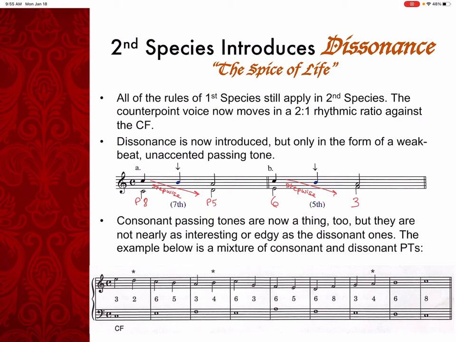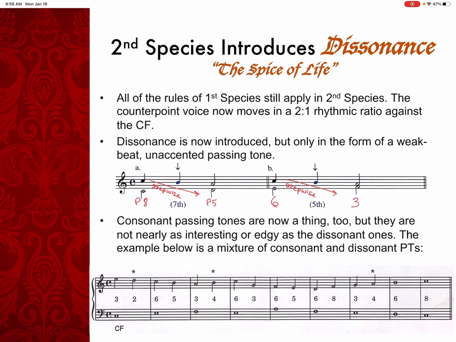The counterpoint voice now moves in a 2-to-1 rhythmic ratio against the cantus. So if your cantus is in a whole note, your part that you're going to write will be in half notes. If we look below at the example, the cantus is written in half notes, so we'll be using quarter notes, but that is still the proportion of a 2-to-1 rhythmic ratio, okay?